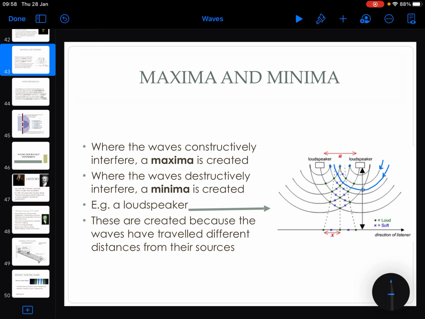The next line, you can see where you've got peaks and peaks meeting. Fabulous. You've got that nice loud sound. You've got constructive interference and so on and so forth. So what you need to be thinking is peak meeting peak or trough meeting trough? That also works. Or is it peak meeting trough and then they cancel out and you get that destructive interference?